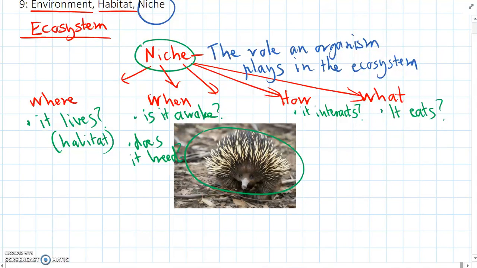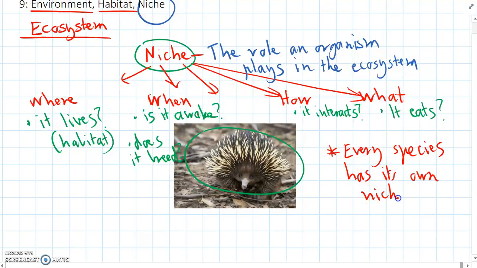And in an ecosystem, every different species has its own niche. Even if species seem to be similar, there will be slight differences in their niche. So maybe they live in a different area slightly, or maybe they're awake in the nighttime compared to the day. There'll be small differences.